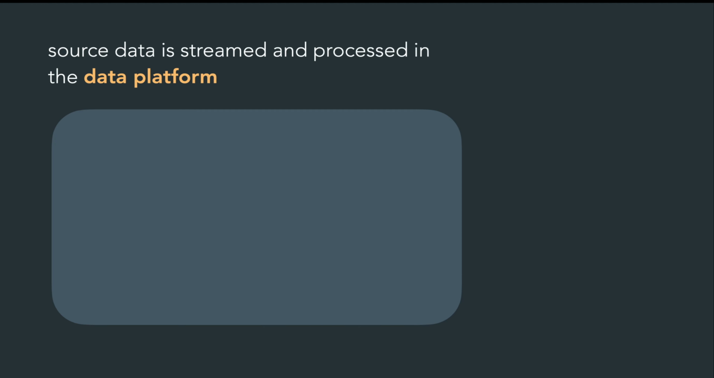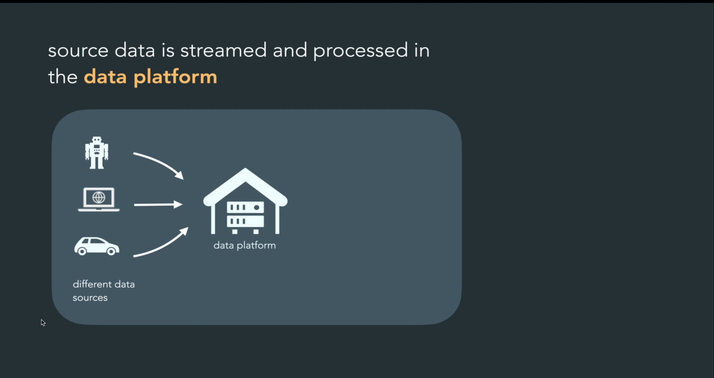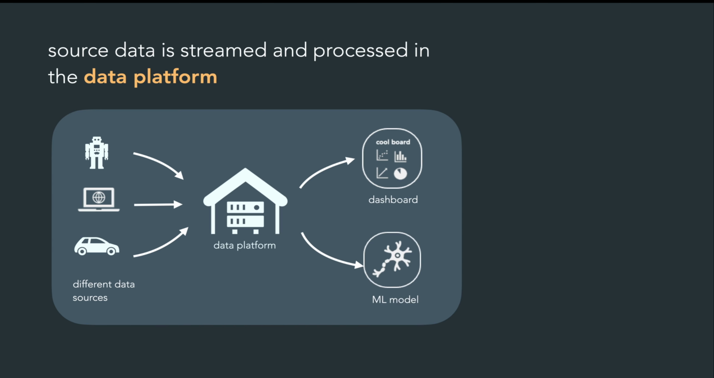So moving on, we will see how the source data comes from somewhere, for example, IoT, right? For example, the welding robotic arm, and it's processed in the data platform. Here we have different sensors, a web API, and these different data sources. They come into the data platform. And in the data platform, we do different types of processing. And then afterwards, we serve the dashboard. We can serve ML models, machine learning models.